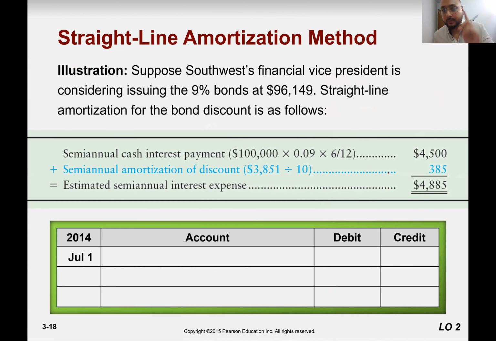So we will be dealing with this illustration right after a small break. So let's meet after a 5 minute break.